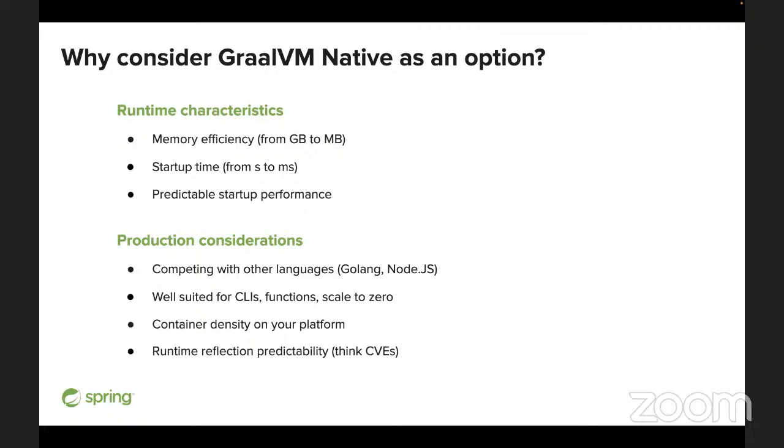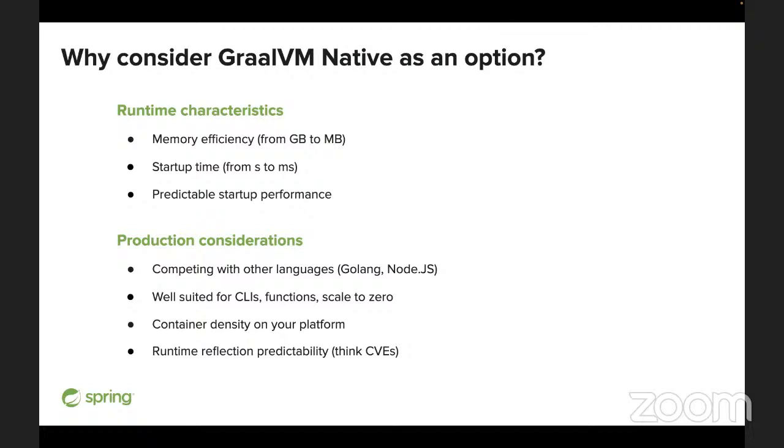You can compete with other languages, so Node.js and Golang and tools like that, where it's more suited to certain types of apps and Java wasn't. With a native app, you can reuse essentially what you know already. Don't need to learn a new language.